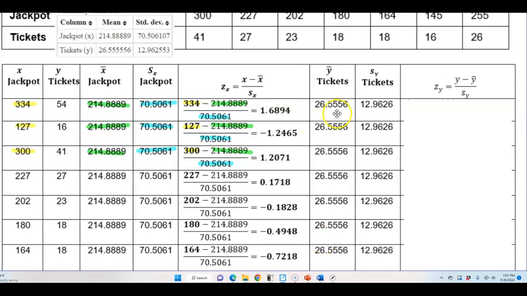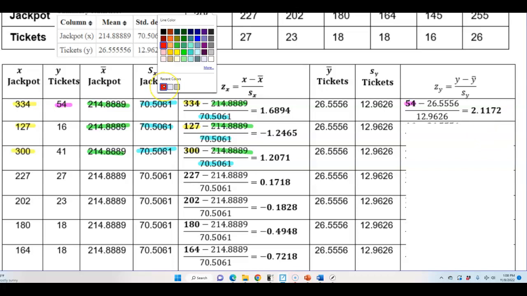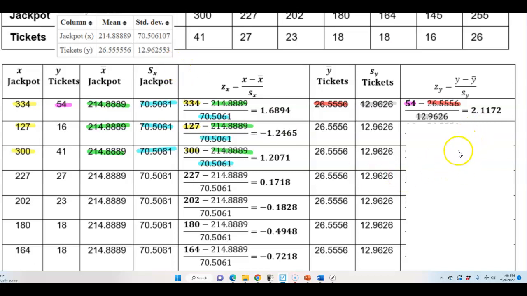Okay, so now we're going to take a look at the y's. So for here, we're going to take the y value. So the y value is going to be 54. Okay, and then we're going to subtract the mean of the y values, and then we're going to divide it by the standard deviation of the y values. And then that gives us 2.1172. Let's do that for a few more there.